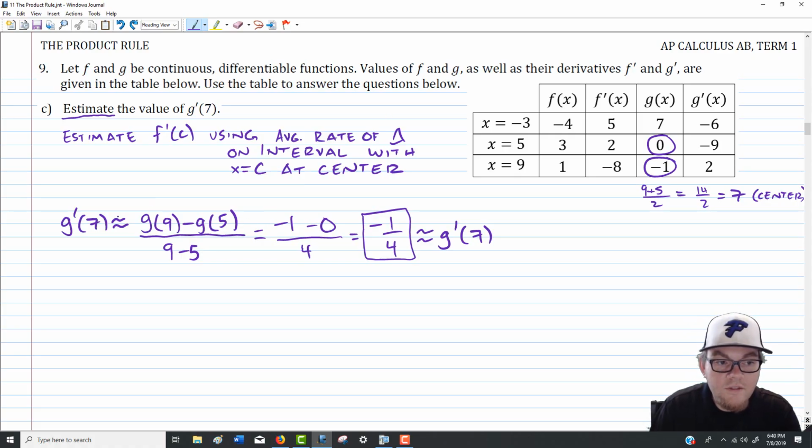And then last thing, notice, to approximate g prime, we don't use g prime, we use just plain old g, because this difference quotient is a lot like slope. So if we want to approximate the slope, we use the function itself to do y2 minus y1 over x2 minus x1. So keep that in mind as well.